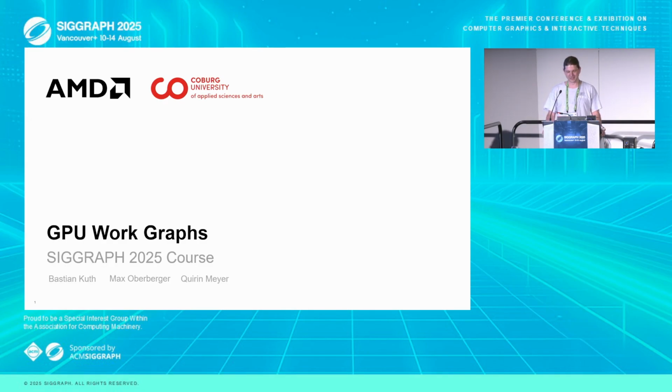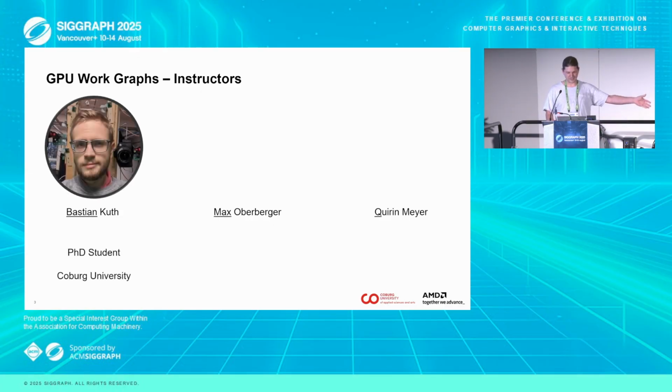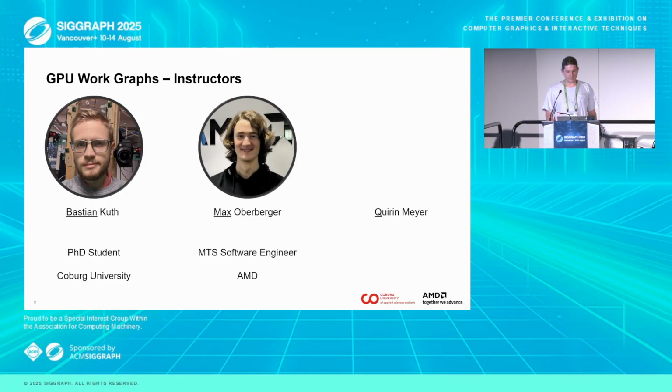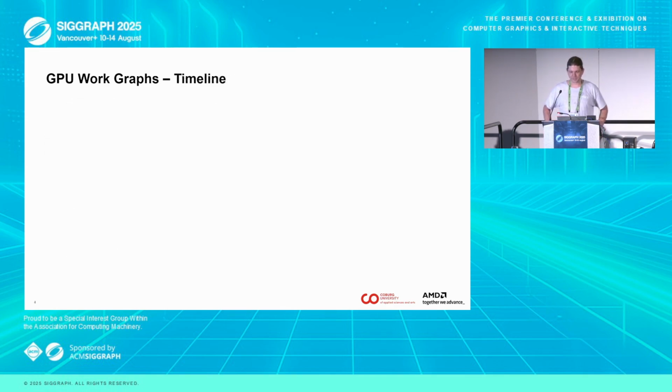You are here in the GPU work graphs course at SIGGRAPH 2025. We're giving a course, obviously, on GPU work graphs. So who is we? That is Bastian Kut, right here on the left-hand side of me, a PhD student at Coburg University. Then we have Max Oberberger from AMD. And I'm Quirin May, a professor for computer graphics at Coburg University in Germany.